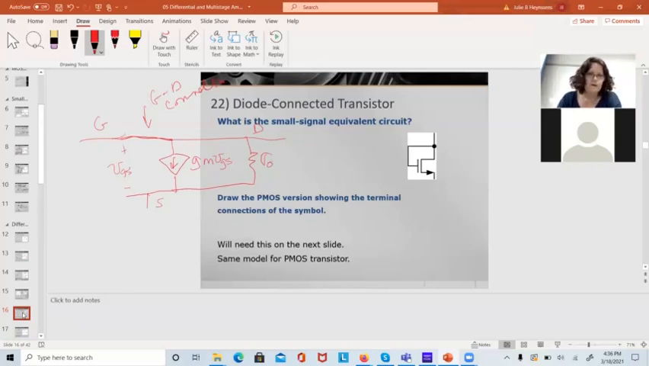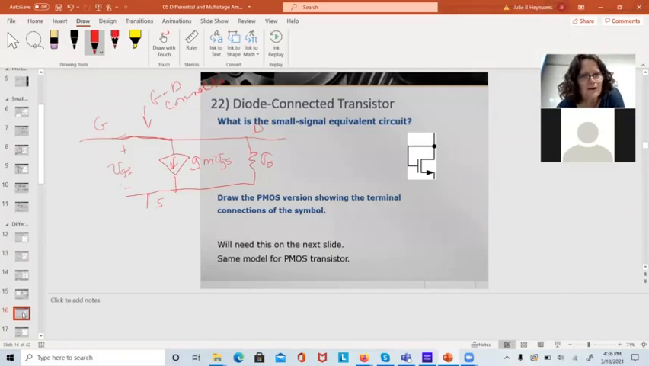That is how it's connected. So now, this is kind of interesting. Remember the 1/GM that shows up? When we're looking into the source of the transistor, a lot of times you see a resistance of 1/GM. I'll kind of argue my way through this in a minute.